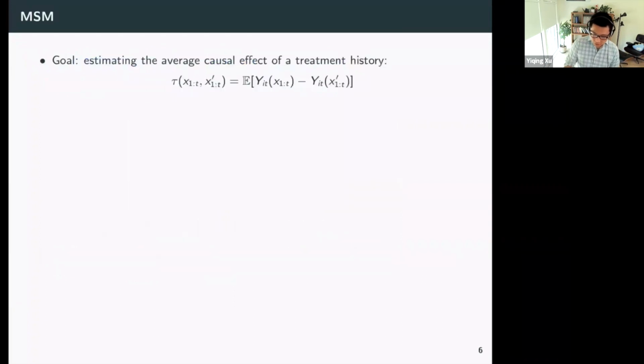Okay, so our goal is to estimate this quantity tau, which is a comparison of two treatment histories. X represents the treatment from time 1 to T, and X apostrophe 1 to T is an alternative treatment history. If we have enough data, we look at what's the outcome under this trajectory and what's the outcome under this treatment trajectory, and we take an average. That is fine. But the problem is that under sequential ignorability, the history will also be affected by post-treatment variables.